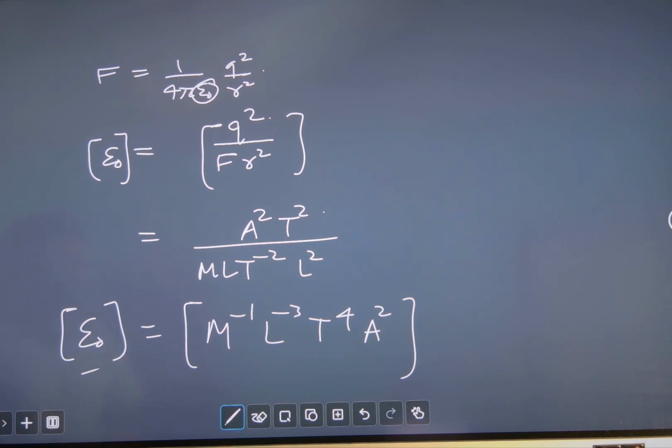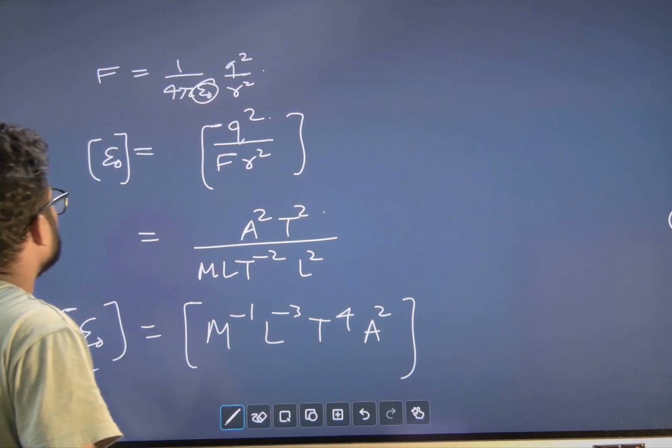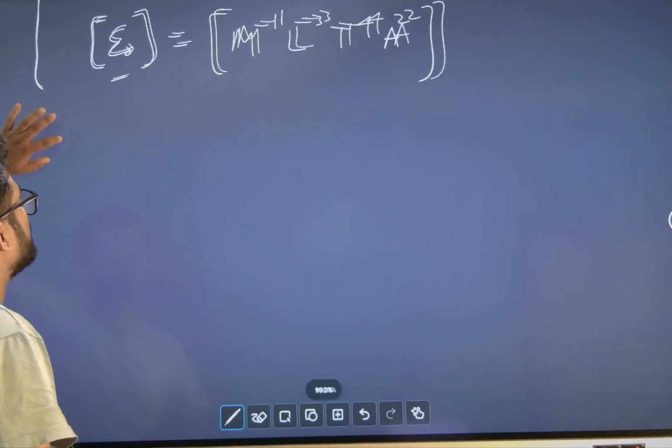Okay, from here we have a few more relations that we can connect with permittivity.